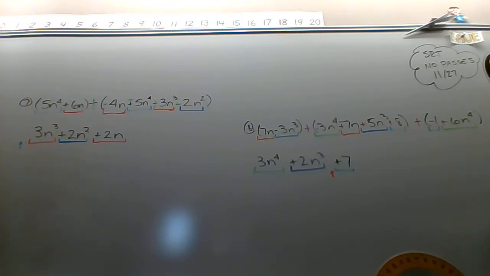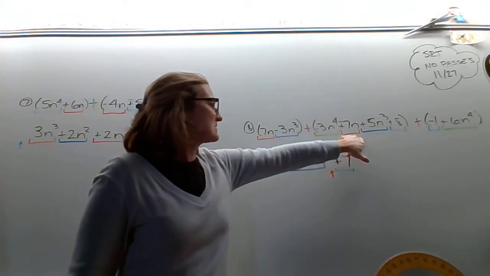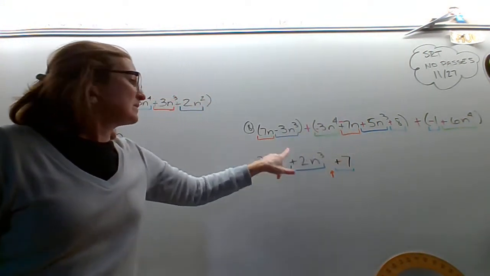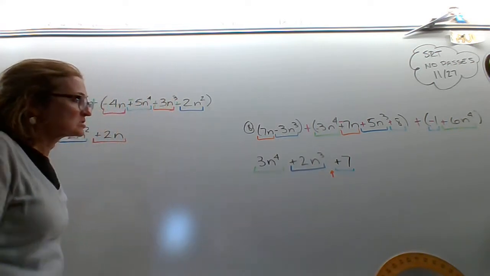Same thing happened in number 8. You'll notice my 7n and negative 7n. When you combine, you get 0. So there's no point in writing a 0 for a coefficient because that just gives you 0.